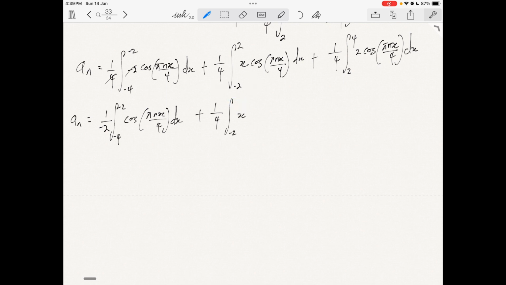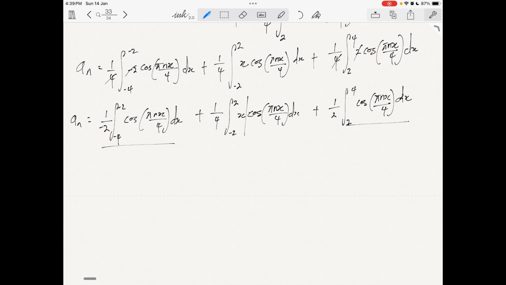x cos(πnx/4) dx, plus 1 over, left with 2, integral of 2 to 4 cos(πnx/4) dx. Now this can be integrated directly. This can also be integrated directly.